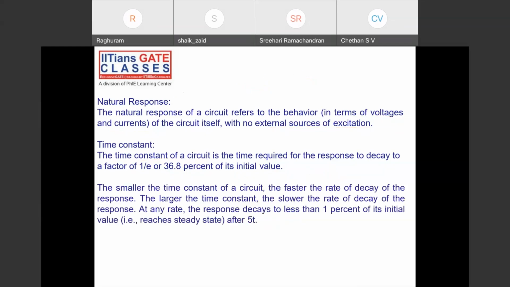The smaller the time constant of a circuit, the faster the rate of decay. The larger the time constant, the slower the decay. At any rate, the response decays to less than 1% of its initial value after 5 time constants, 5 tau, and the circuit reaches steady state. Steady state is after 5 time constants, which means the response has decayed to less than 1%.